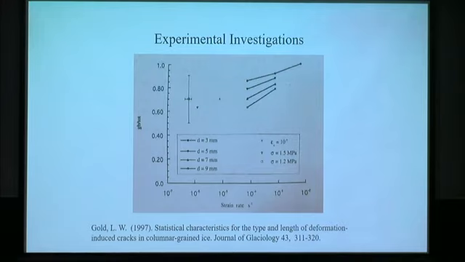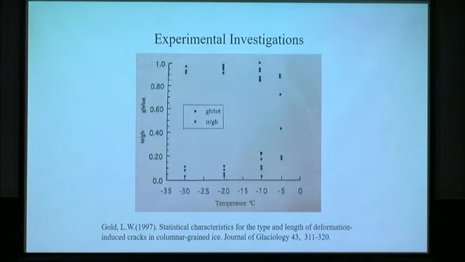Next one, on temperature. This plots the proportion of grain boundary cracks versus the temperature, from something like minus 35 degrees Celsius to 0 degrees Celsius. Again, a substantial portion of the cracks were located on the grain boundaries. We do have some transcrystalline cracks as well.